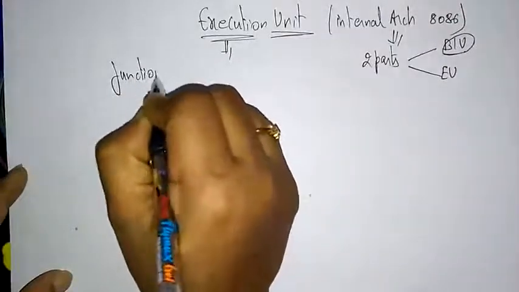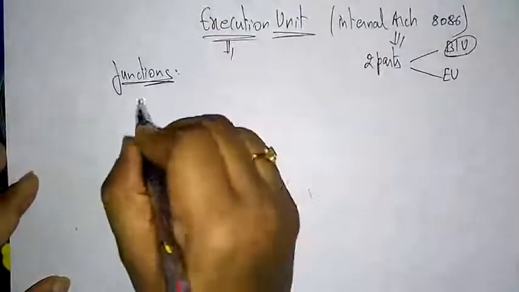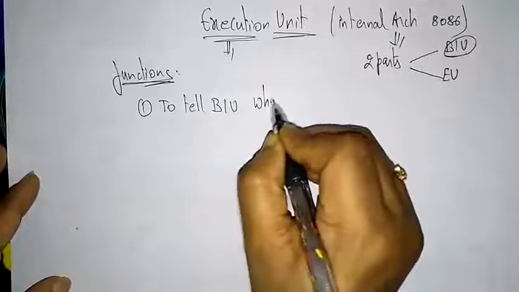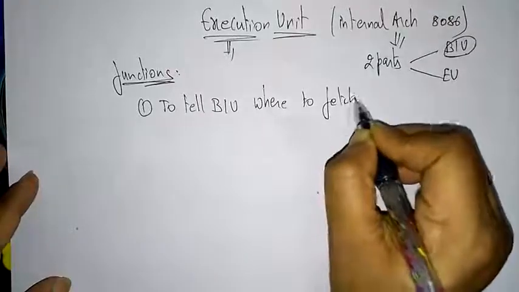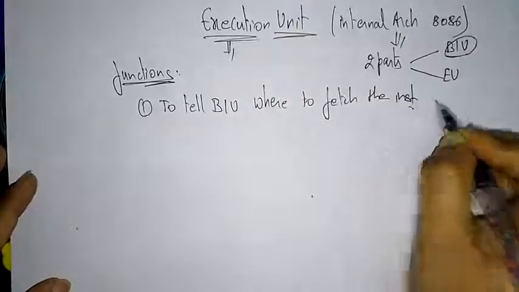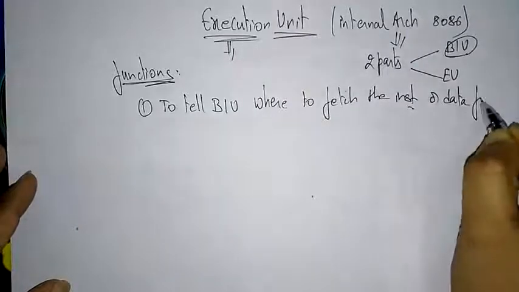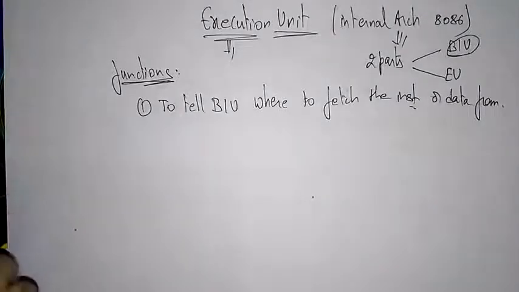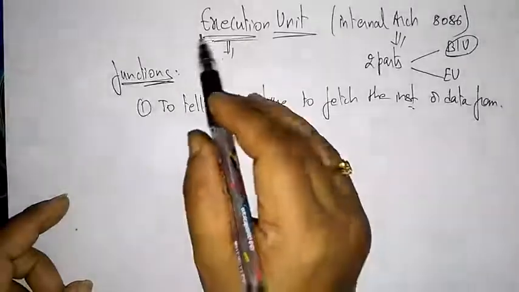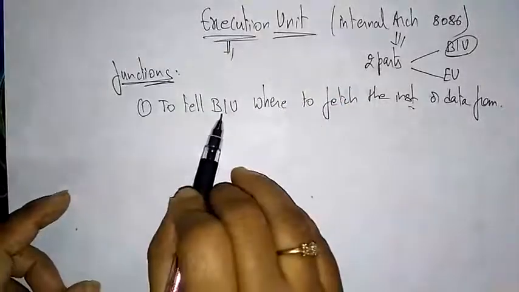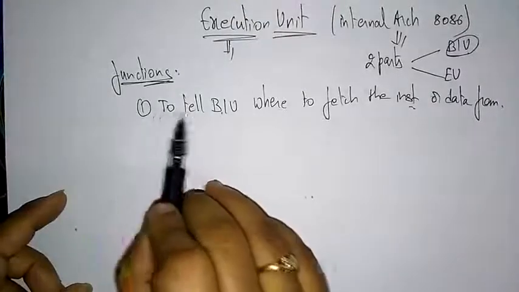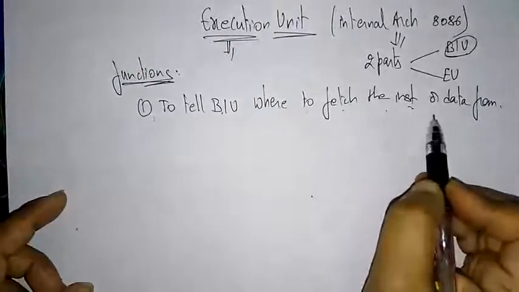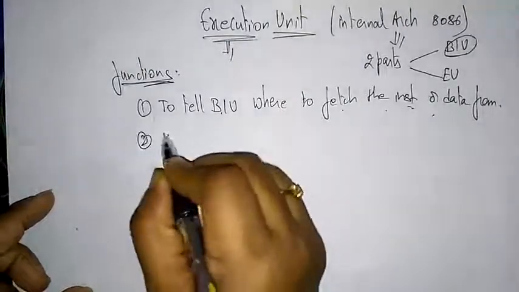What functions can it perform? First, the execution unit tells the bus interface unit where to fetch the instruction or data from, and where to send the data. Everything is told by the execution unit to the bus interface unit. Next, to decode the instruction.